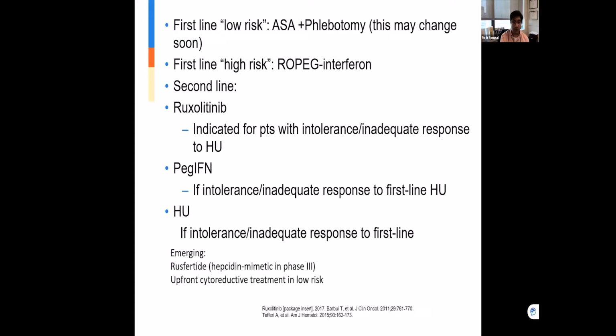For first-line therapy, ropeg interferon, at least in the US and in the European Union, is approved, and ruxolitinib is available in the 2nd line. So we have a number of useful medications that have efficacy in this disease.